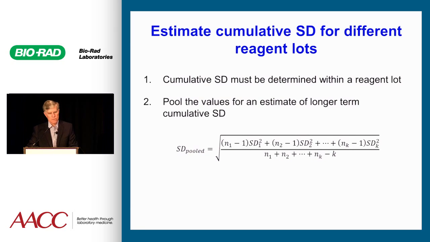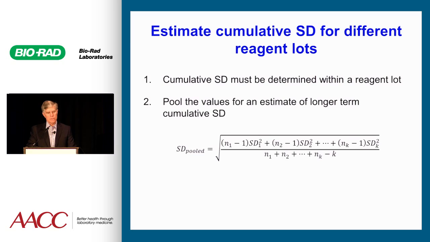I was told I'm the only guy with an equation on here, and I usually hate equations, but the equation is not the important thing. The equation is in the document, and it's in textbooks. The important thing is when you're determining a cumulative standard deviation, you need to take data from within a reagent lot. If you cross reagent lots, you're very likely to have this artifactual change give you too large of an SD, which means you're fooling yourself with respect to your QC rules performance.